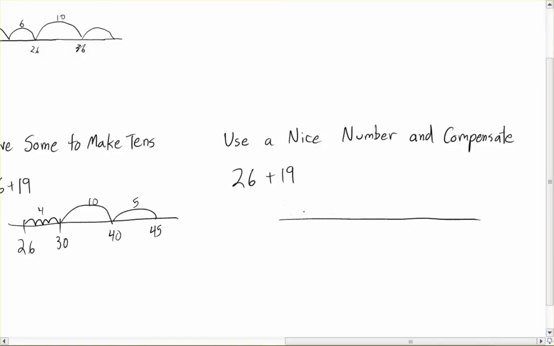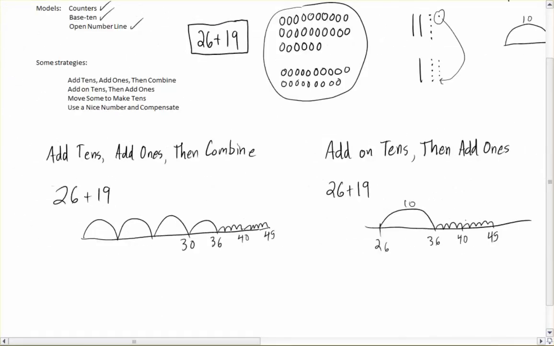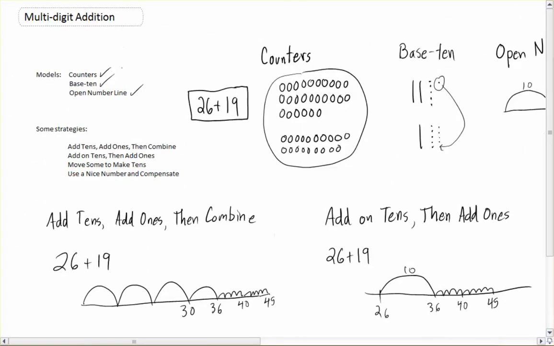So the thought process here is, if I'm at 26, I can add 20 pretty easily. 10 and 10 more gets me to 46. So that's one more than I need, so let's just back down and get to 45, my answer. So those are some models and strategies that students can use and think about for multi-digit addition.